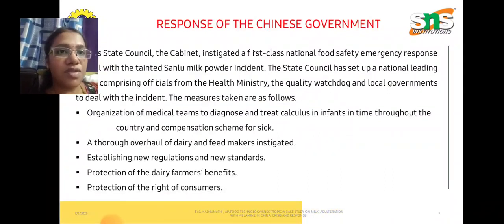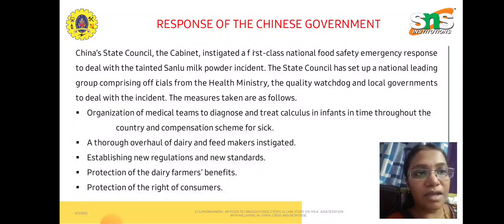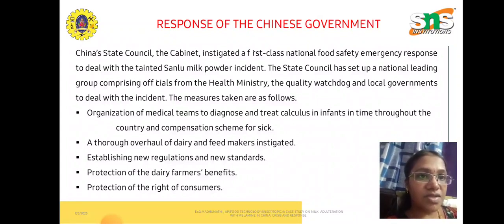The main response of the Chinese government was that the Chinese State Council instigated a first-class national food safety emergency response to deal with the tainted Sanlu milk powder incident. They set up a national leading group comprising officials from the health ministry, wherein the following measures were taken: establishing new regulations and new standards, and protecting the dairy farmers' benefits and the rights of consumers.